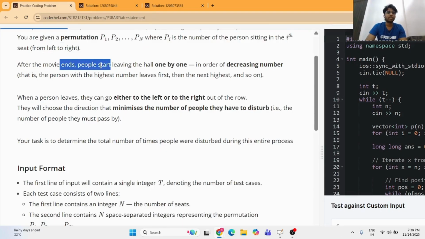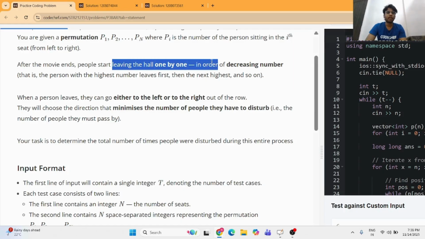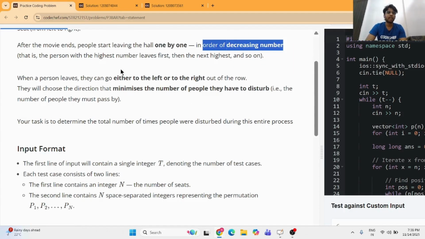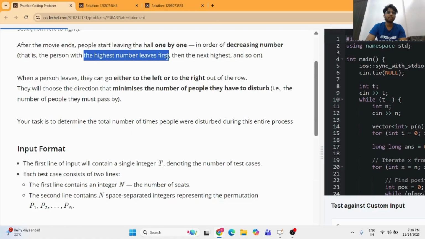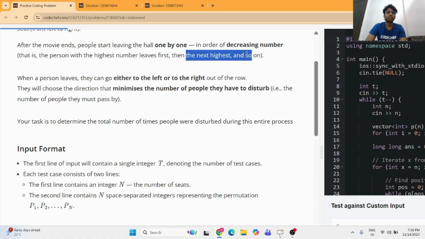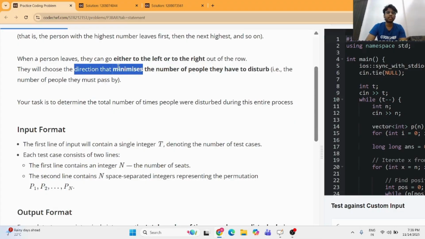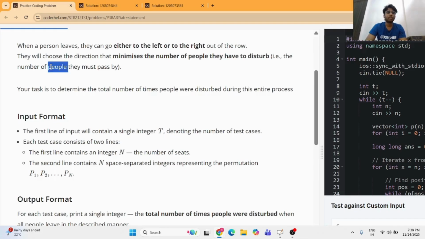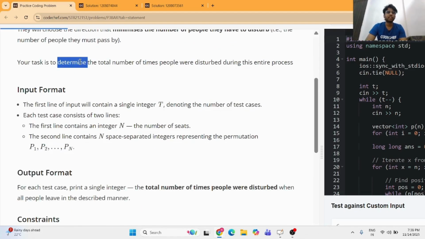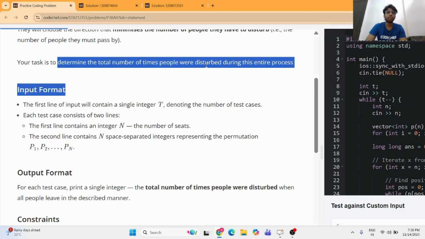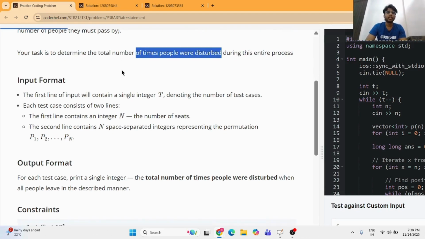After the movie ends, people start leaving the hall one by one in order of decreasing number. That is, the person with the highest number leaves first, then the next highest, and so on. When a person leaves, they can go either to the left or to the right out of the row. They will choose the direction that minimizes the number of people they have to disturb, that is the number of people they must pass by. Your task is to determine the total number of times people were disturbed during this entire process.